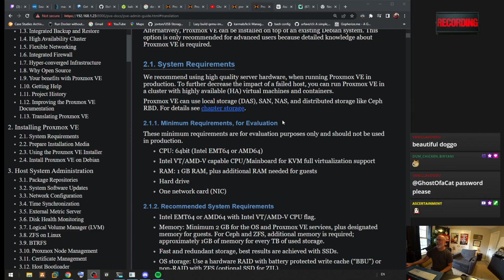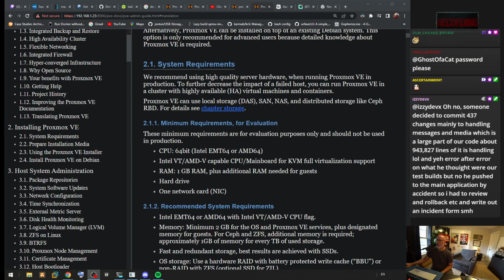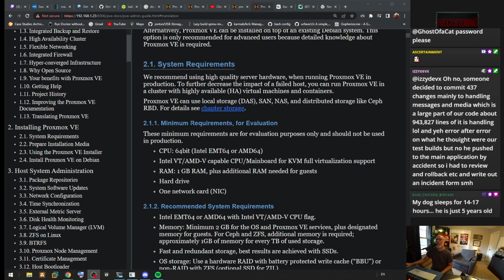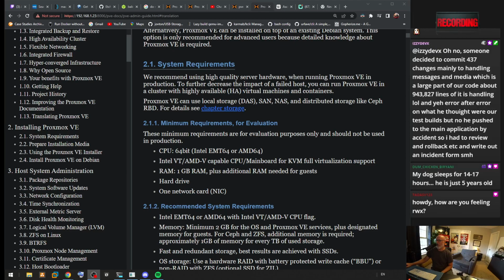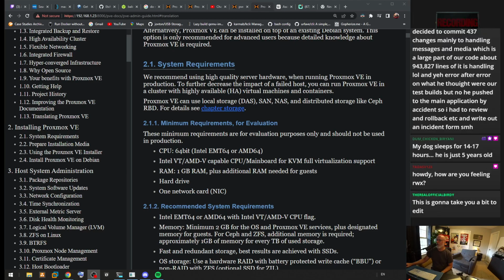System requirements, high quality stuff. Proxmox VE can use local storage, NAS, and distributed storage like Ceph. I really want to try Ceph. 2.1.1 minimum requirements for evaluation. The minimum requirements are for evaluation purposes only, and should not be used in production.